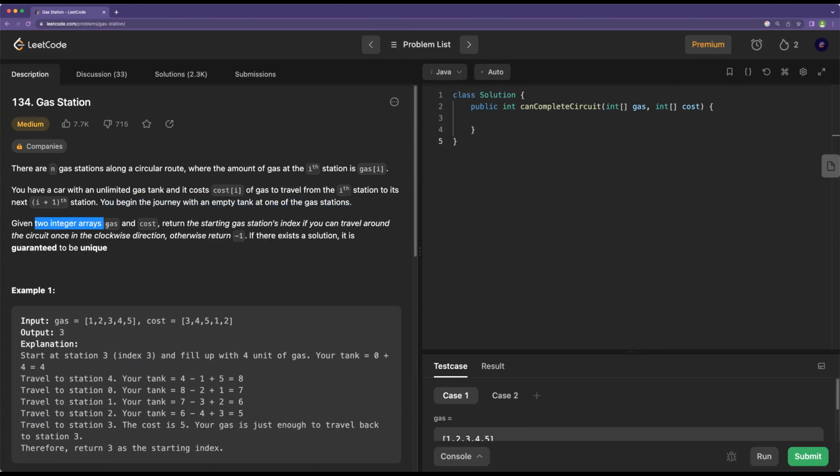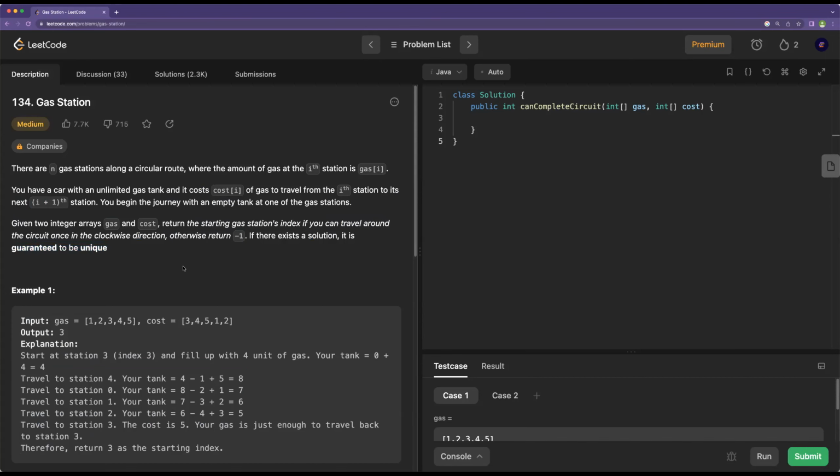Given two integer arrays, gas and cost, return the starting gas station's index if you can travel along the circuit once in clockwise direction, otherwise return -1. If there exists a solution, it is guaranteed to be unique.